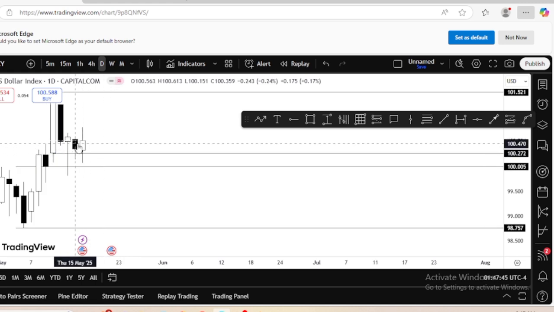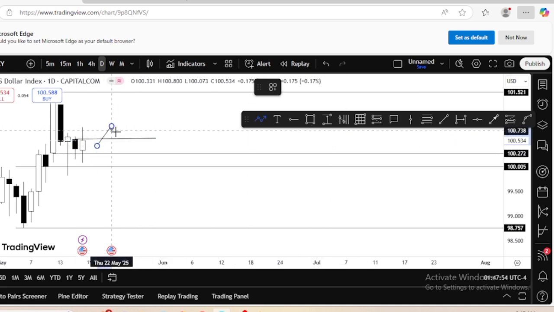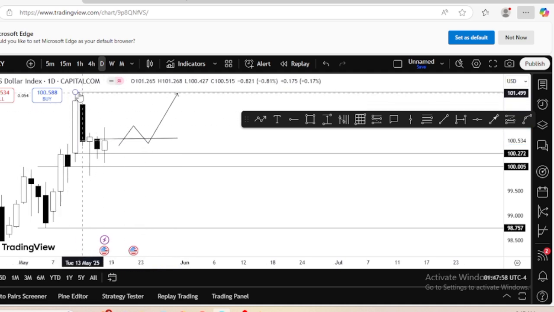If price closes above this order block or proportion block, price should use it as resistance to go to this place up here. That is the daily swing high, because here is the daily swing high.